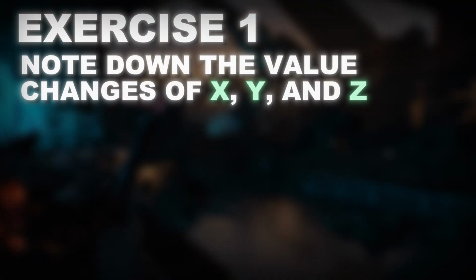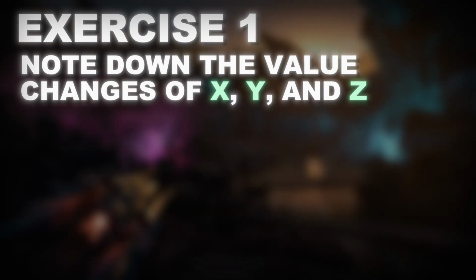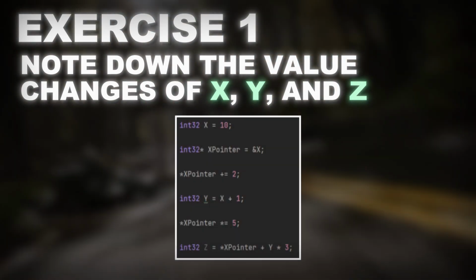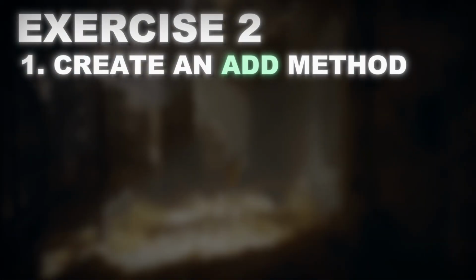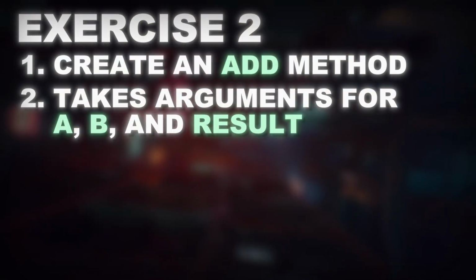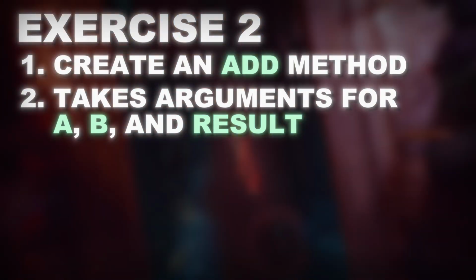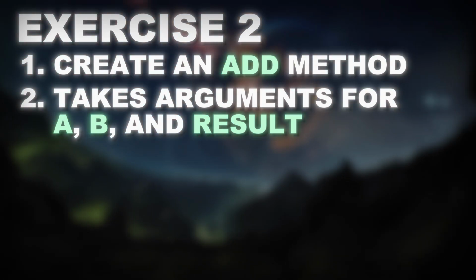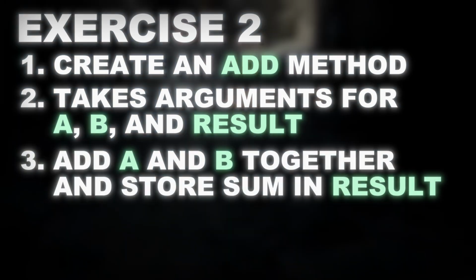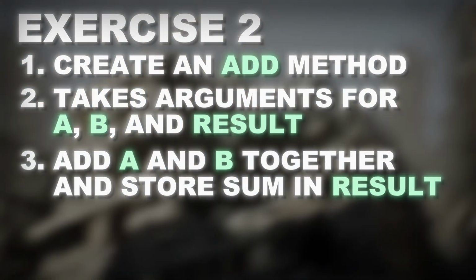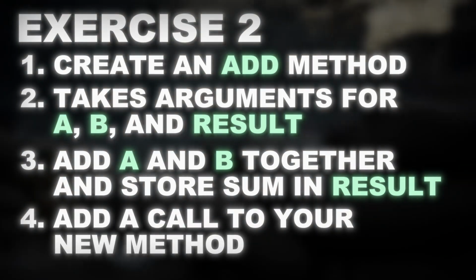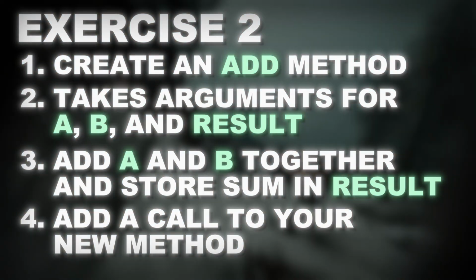For your first exercise, I will provide you with some code snippet, and for each line where you think the value of x, y, and z changes, note down its new value. For the second exercise, create an add method that takes in 3 pointers, a pointer for variable a, b, and the result. Then add the values of A and B together and store the result in result. Lastly, create a valid function call to your newly created method.